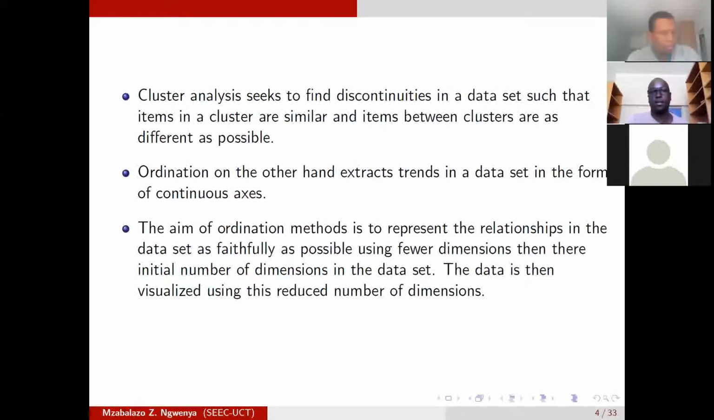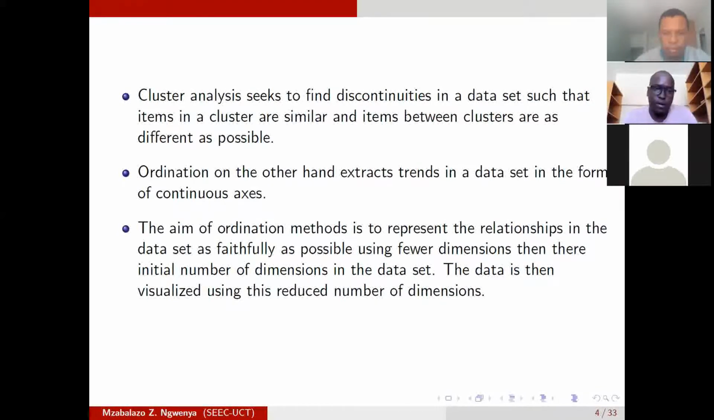The other technique for multivariate analysis in ecology is ordination. Ordination, on the other hand, doesn't look for discontinuities, but seeks to extract the trends in the dataset in the form of continuous axes. So the whole aim is to represent the relationships in your multivariate data as faithfully as possible, using fewer dimensions than there were in your dataset.